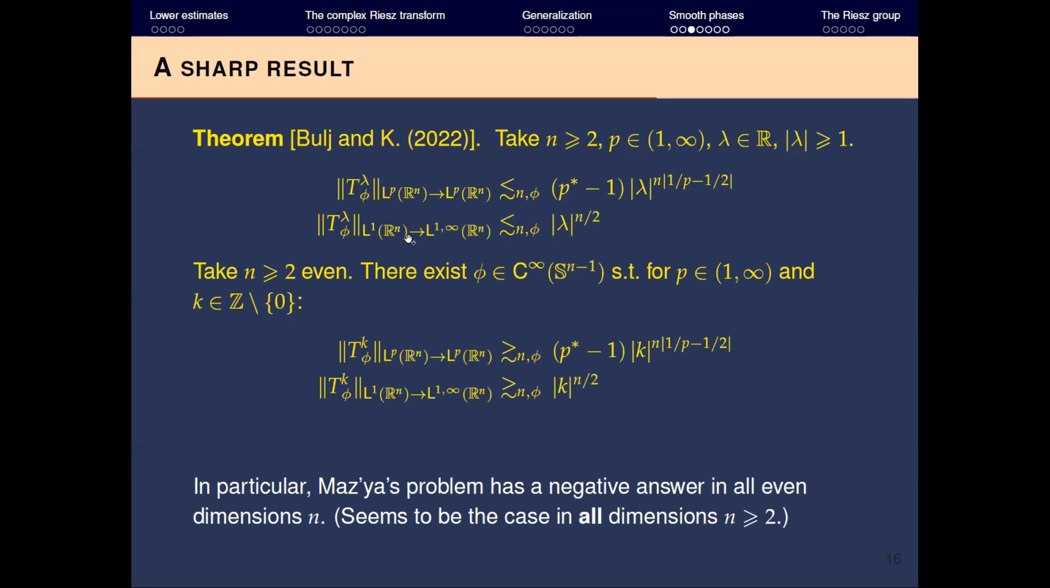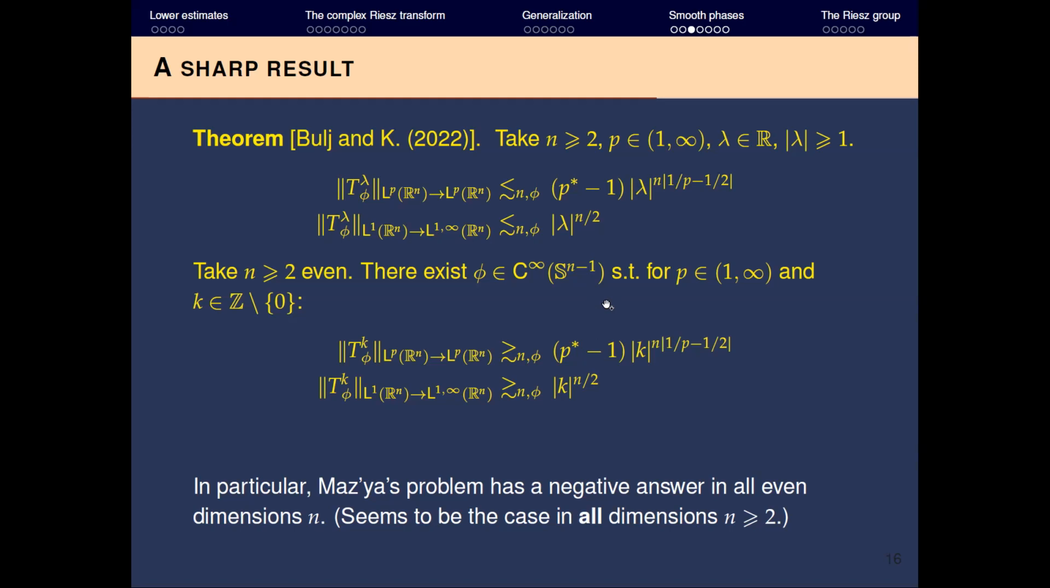And again, you have a compatible upper weak L1 bound. And more interestingly, from below, in all even dimensions, we could prove the following. We could find a phase that actually attains this worst possible asymptotics, right?